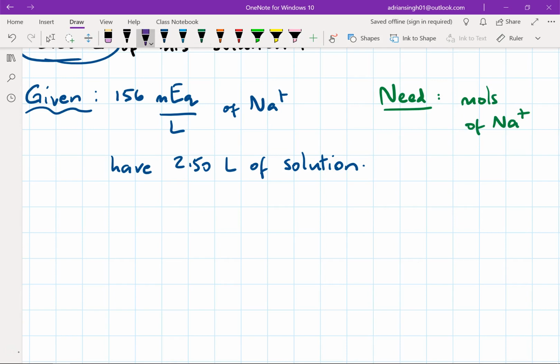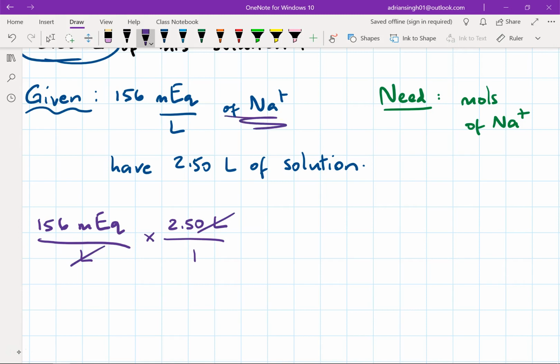All right, so let's start. We'll write down what we're given. So we have 156 milliequivalents per liter, and we don't have a liter. We have 2.50 liters of the solution. Okay, so just by multiplying that, we end up with a total number of milliequivalents of the sodium that we're dealing with. If we want to get to moles, we first of all need to get to equivalents. So to get from milliequivalents to equivalents, for every 1 equivalent, we have 1,000 milliequivalents. So milliequivalents go away.